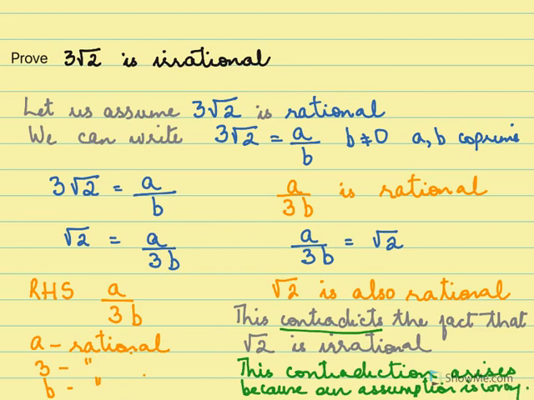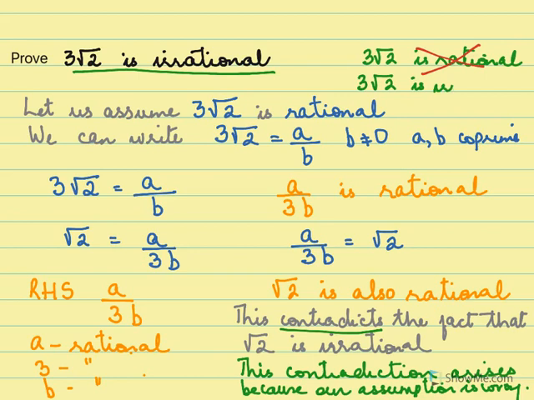And what was our assumption? That 3 root 2 is rational. This assumption is wrong. So I can say 3 under root 2 is irrational.